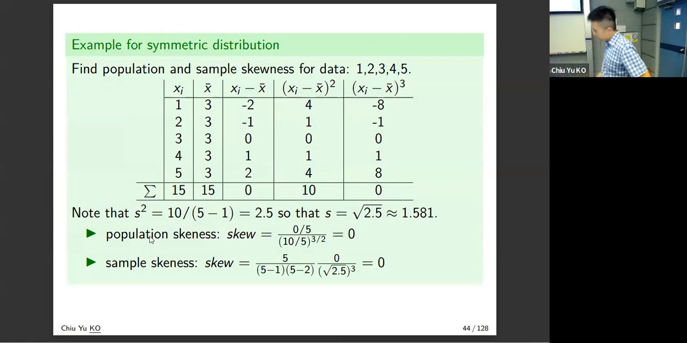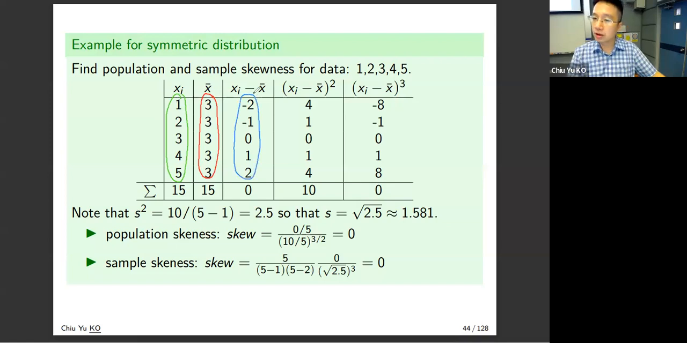So here is an example of how you can construct skewness from data. It's very simple. Same data set, this is the number column. In the second column you calculate the mean. The third column is just each data point subtracted from the mean: 1 minus 3 is -2, 2 minus 3 is -1, and so on. Then you square it, so all of them are positive. And the last column is raised to the power 3.